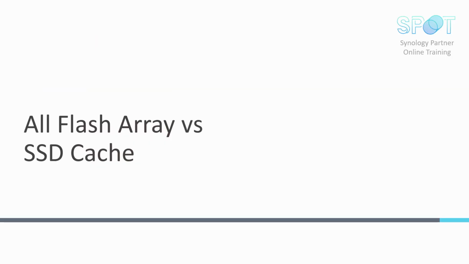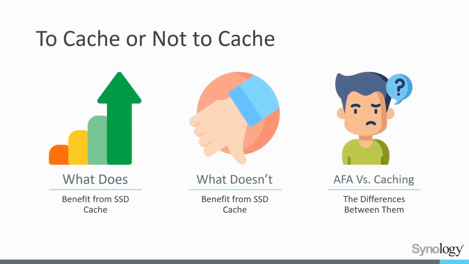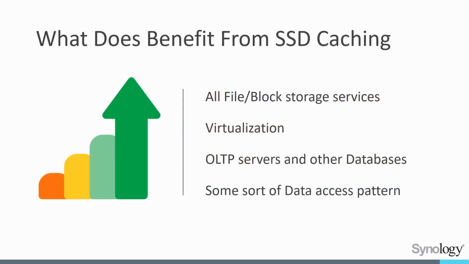We're going to also touch here on all-flash arrays versus SSD caching. And in this category, we're going to talk about what does benefit from SSD caches, what doesn't benefit from SSD cache, and also the differences between an all-flash array versus a cache system. In terms of what does benefit from SSD caching, it's pretty much all file and block storage services. So anything like iSCSI or a file transfer service like SMB will benefit from SSD caching.